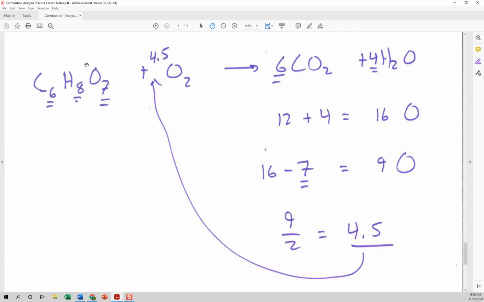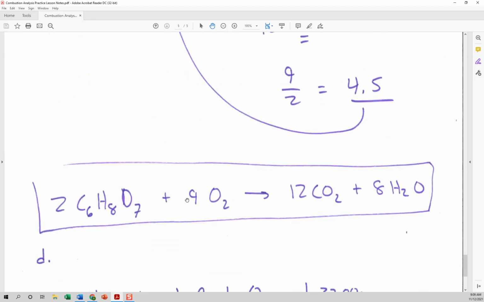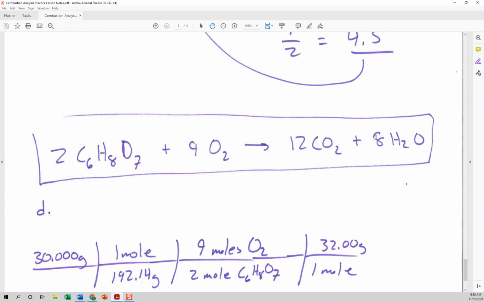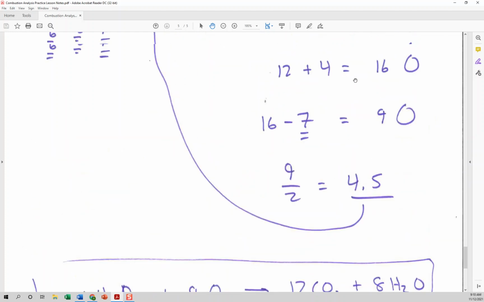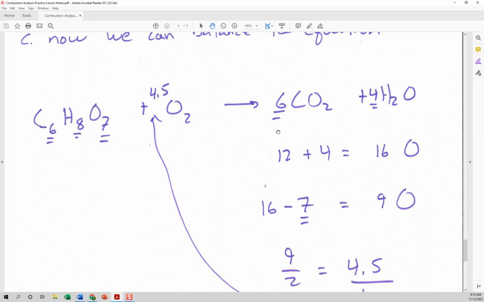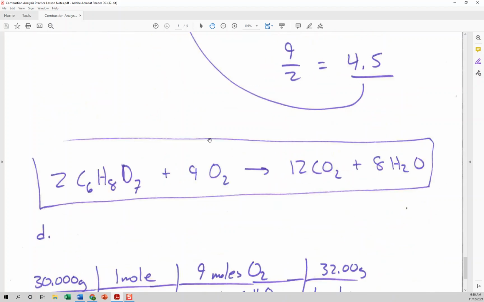But to be properly balanced, we can't have fractions. So now we'll just double everything. And so it would end up being 2, 9, 12, and 8. And that is our balanced equation. All right. So hopefully what I just did there made sense. You can just go back and forth and balance, but this is kind of a systematic way of doing it for combustion reactions. If we didn't have any oxygen in the compound, we would just take the total, divide by 2, and put the coefficient there. But because we had oxygen there, that's why we did that subtraction first before we divided by 2. Okay. All right.